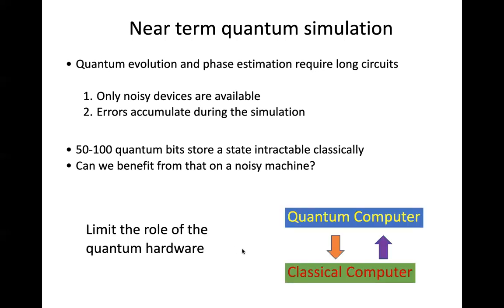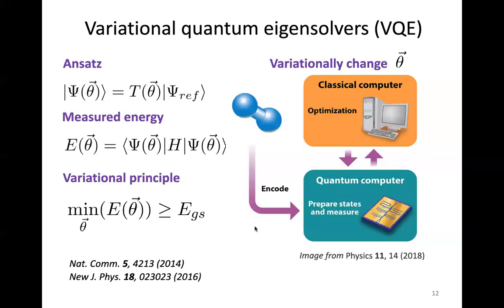And how would one like to do it? Basically the idea is maybe we can somehow limit the role of quantum hardware. So not to put all the problem on this hardware, but just try to use it in combination with the classical hardware, and maybe that would give some result. And that's where VQE comes into play.